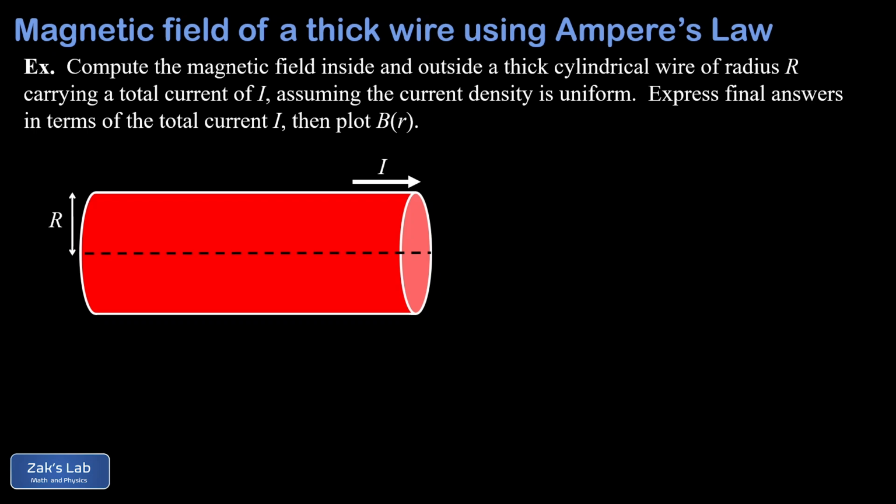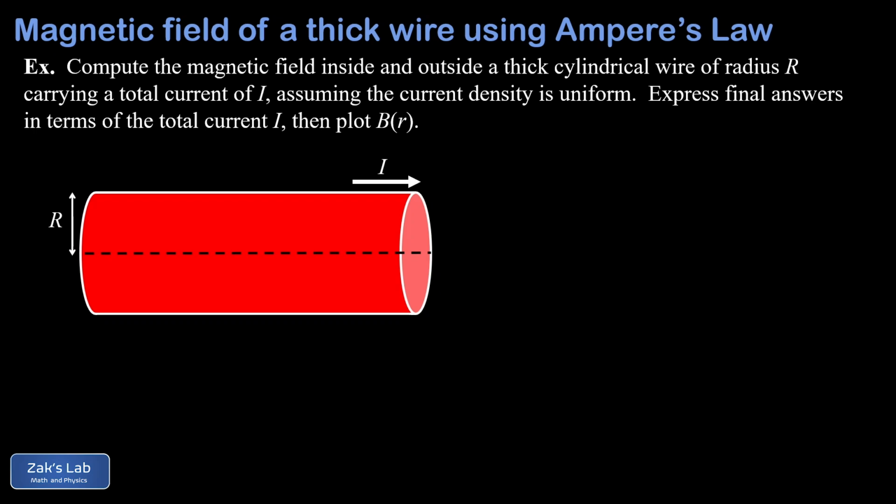Now we're told for this wire that we can assume a uniform current density within the thick wire. And this is a bit of foreshadowing because I'm also going to post a couple videos where current density is non-uniform. And I'll post links to those at the top and in the description when they're done.